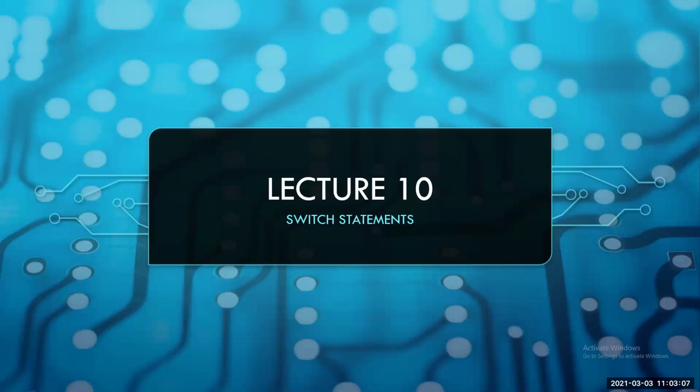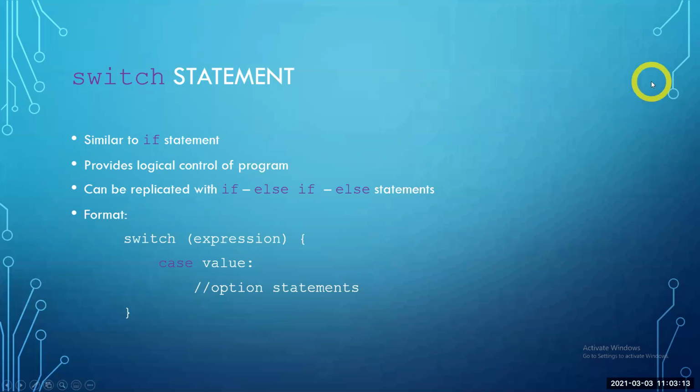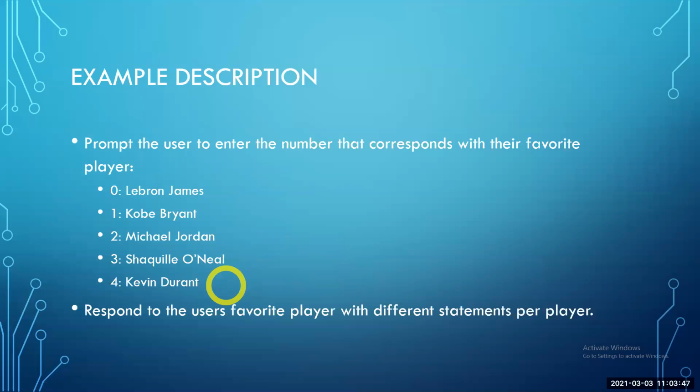So something very similar to if statements is something called a switch statement. It provides logical control for a program as well, just like an if statement. And anything you do in a switch statement can be replicated with an if statement. The main benefit of a switch statement is just ease of use and simplicity. So how you use it is you say switch, whatever your condition is. So typically it's a number. And then for each number that you have, you put case, that value, and then whatever you want to do for that.